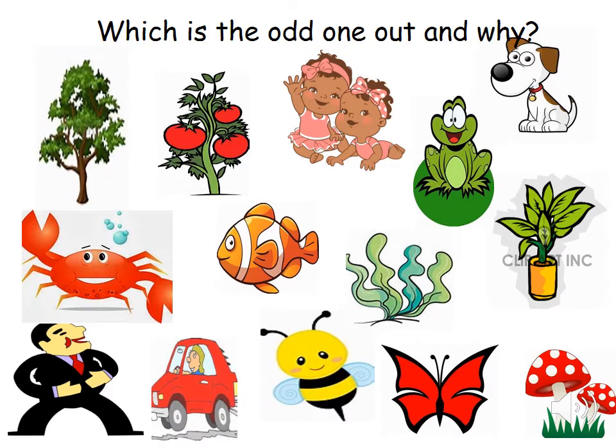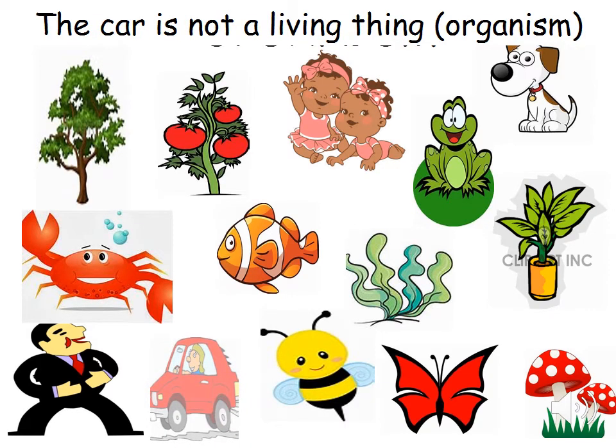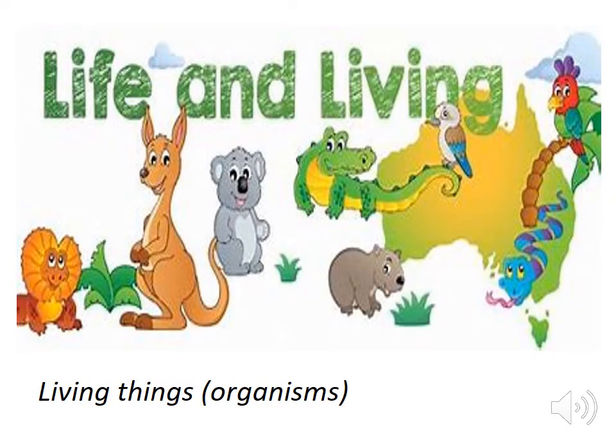So well done if you identified the car as being the odd one out or the anomaly. And the reason the car is different to all the rest of them is because the car is non-living and all the other things are living things or organisms. So when we use the term an organism, we're just referring to a living thing. So today's session is about living things.